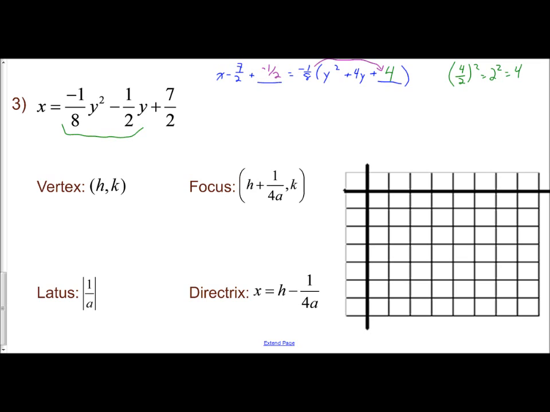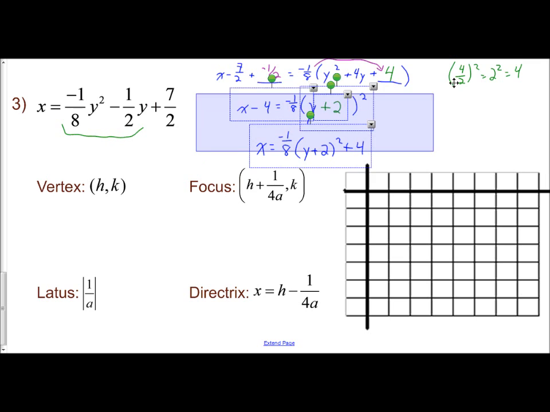Now you simplify. Negative 7/2 plus negative 1/2 is negative 8/2, which gives me negative 4. So I have x minus 4 equals negative 1/8 times the quantity, and I squared a positive 2. So I have y plus 2 inside the parentheses squared. Solve for x. x equals negative 1/8 times the quantity y plus 2 squared, and you would add 4. And so there is my standard form by completing the square for this.